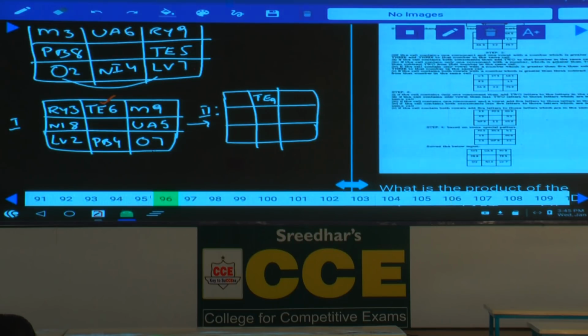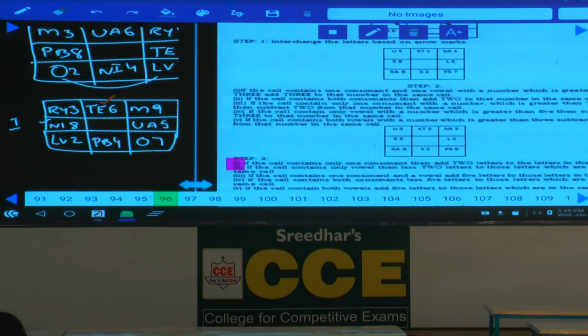And at the same time, NI8. This is one vowel and one consonant, number greater than 3, so how much should be added here? 3 should be added. NI11. This one also we have done. Hence, the first rule will be applicable to only 2 of the elements here, because of one vowel and one consonant.